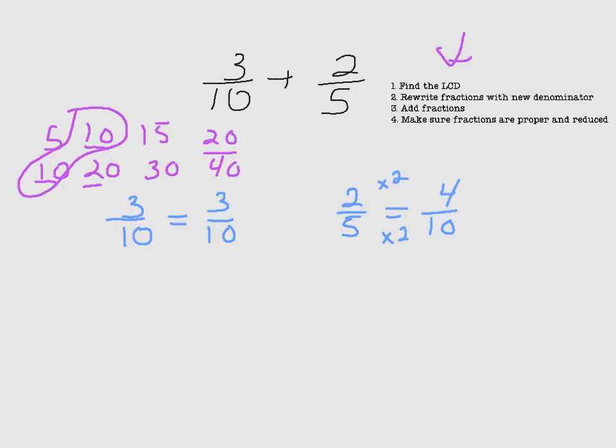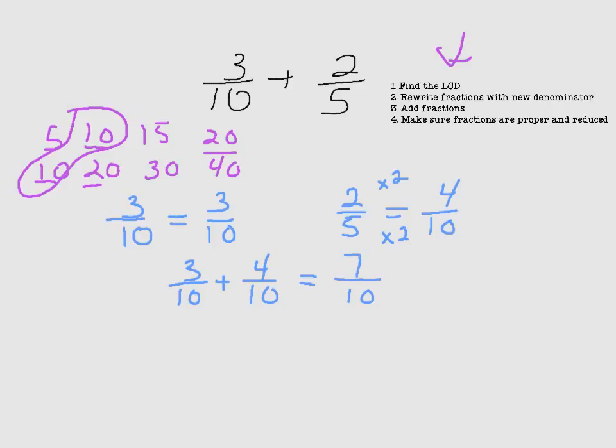Now we can add them. We're on step 3. So we have 3/10 plus 4/10. And we can add these because they have the same denominator. And remember, when you add fractions, you leave the denominator alone, so it stays as 10, and then you add your numerators. So 3 plus 4 is 7. So our answer is 7/10.